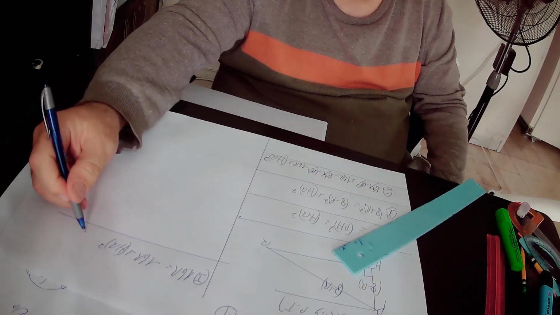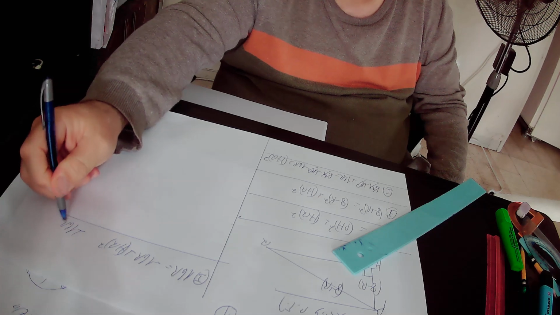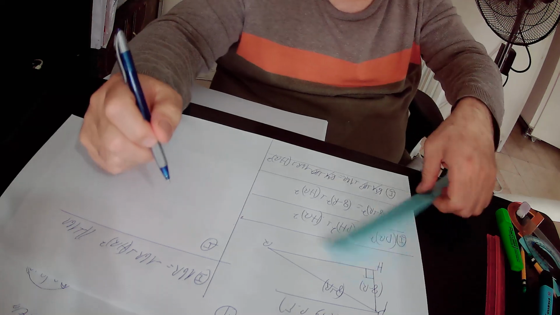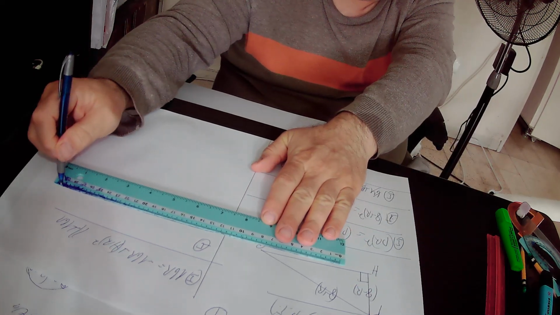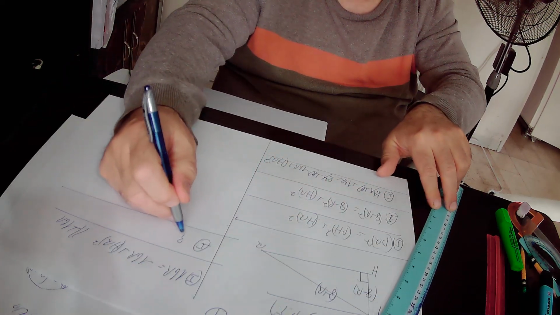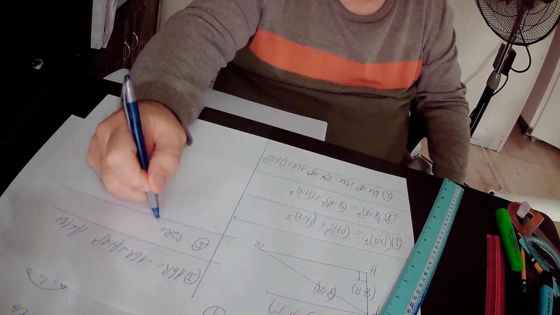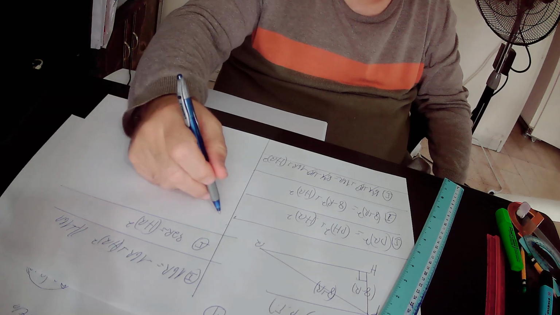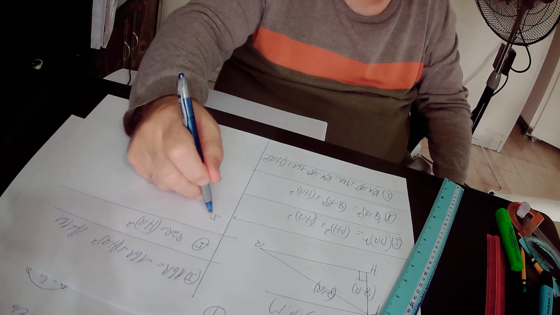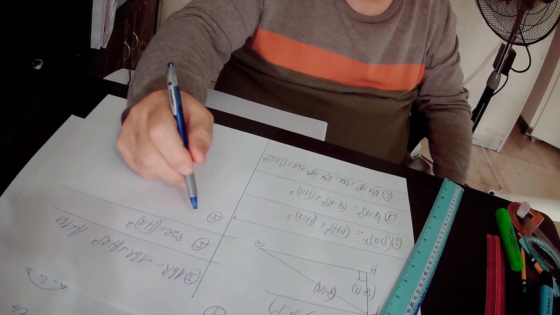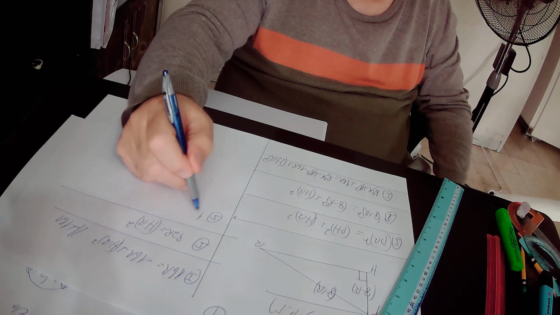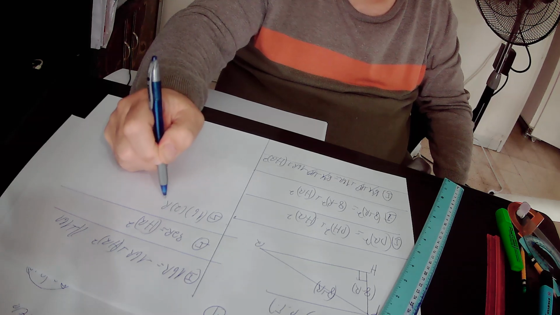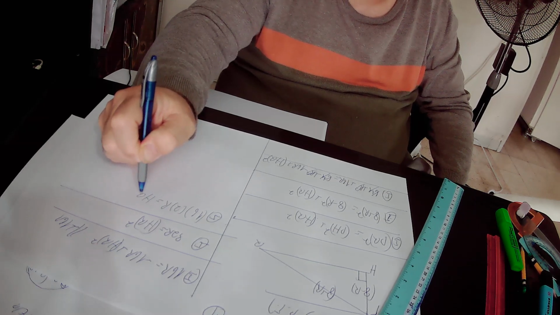Here we add 16r to this equation. Finally, we get that 16r plus 16r is 32r. So 32r equals HQ squared. Here we substitute 32 by 16 times 2. So according to equation 1, 16 times 2 times r equals HQ squared.